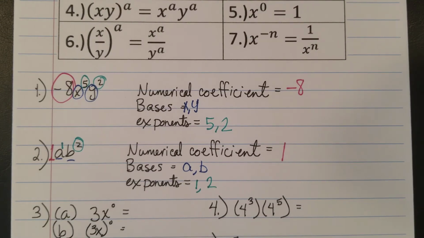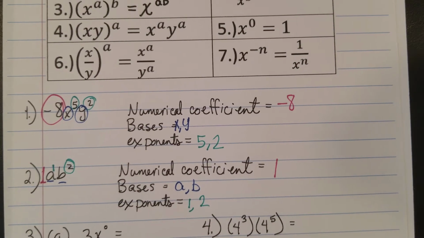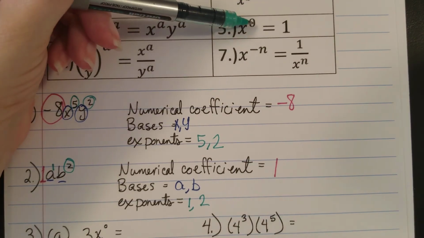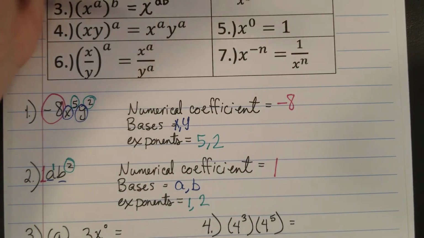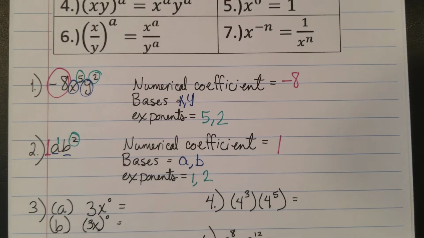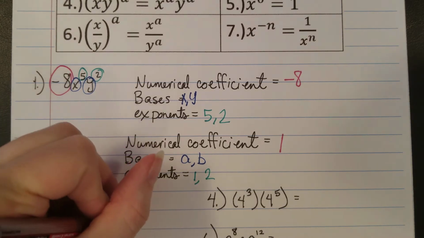So problem number 3 right here is referring to rule number 5 there, which says that x to the power of 0 is equal to 1. And that x could be anything, so regardless of what the base is, if you raise anything to the power of 0, it's equal to 1. So on question number 3 right here, if you have 3x in parentheses and it's raised to the power of 0, so that whole thing is raised to the power of 0, then your answer is going to be 1.